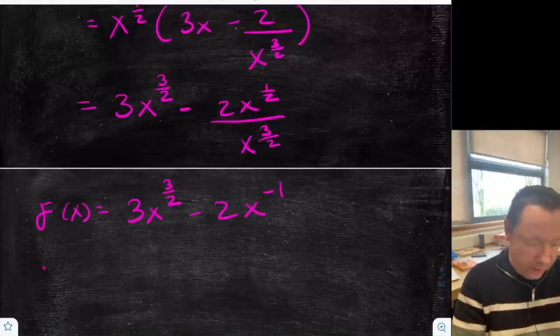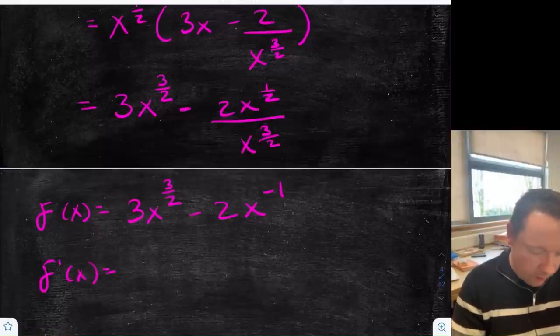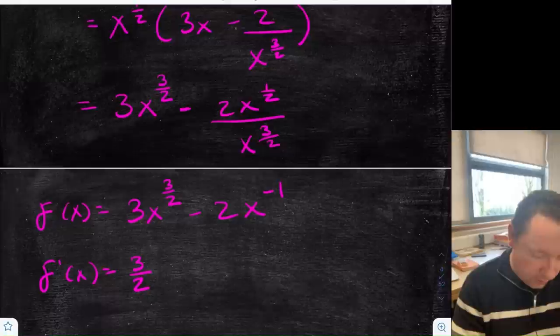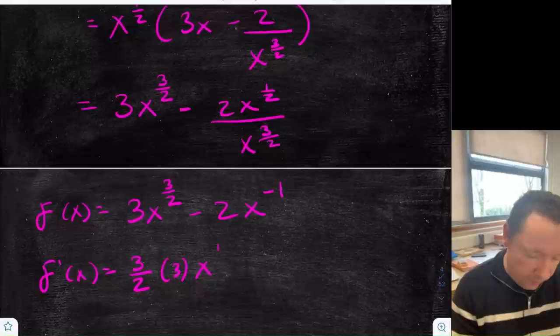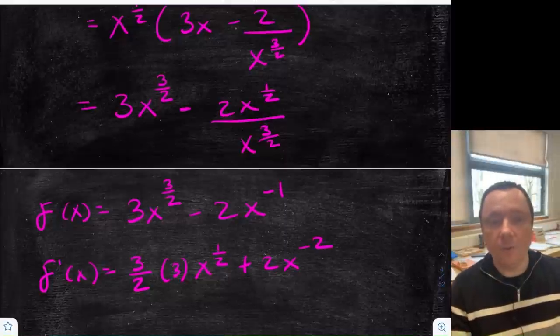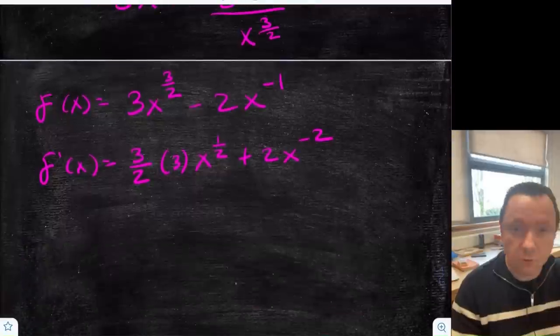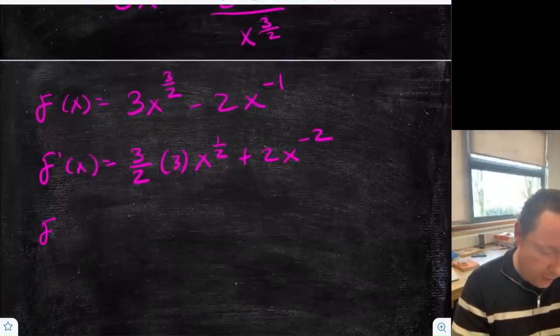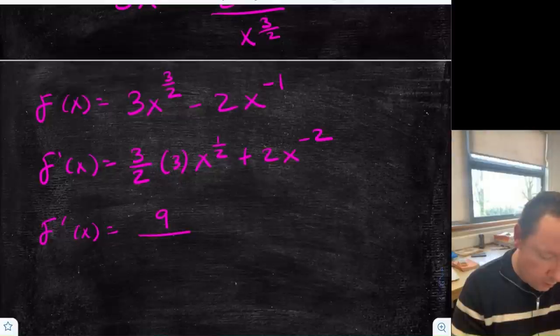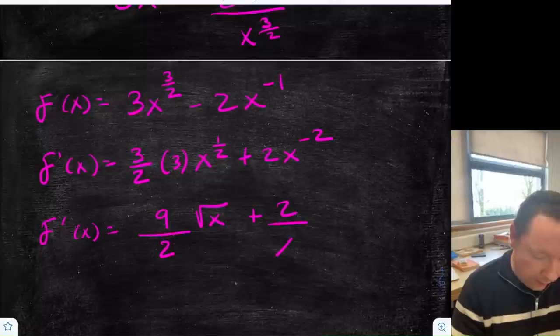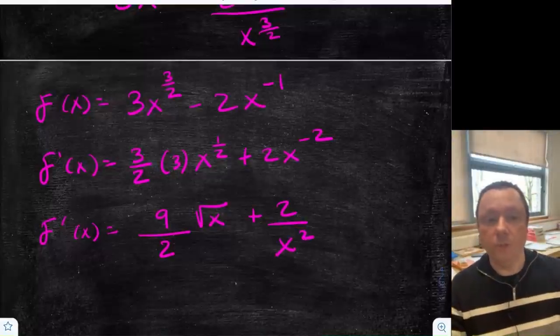Now we can differentiate it. f dash x: take the power down to the front, so it's 3 halves times 3, x to the, take 1 away from the power, so it's a half. Minus times a minus is a plus, so plus 2x to the minus 2. Tidying that back up because it was a non-calculator question, so we can substitute 4 in. We get f dash x is equal to 3 threes are 9 over 2 root x, plus 2 over x squared. So now we need to substitute 4 in.